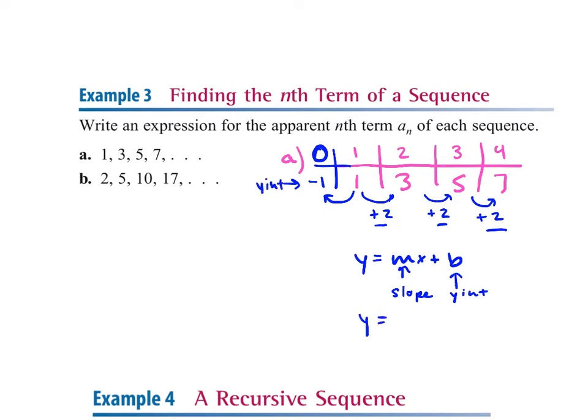So we have y is equal to our slope times x minus 1. What do you think our slope is? What are we increasing by? 2. So our slope is 2. So we would have an equation that looks like this, but we want it to be in terms of a sub n. So how do you think we would make this in terms of a sub n?